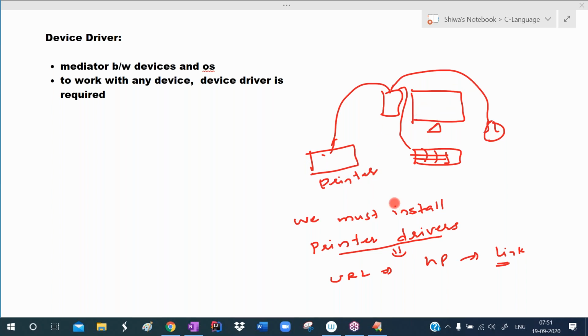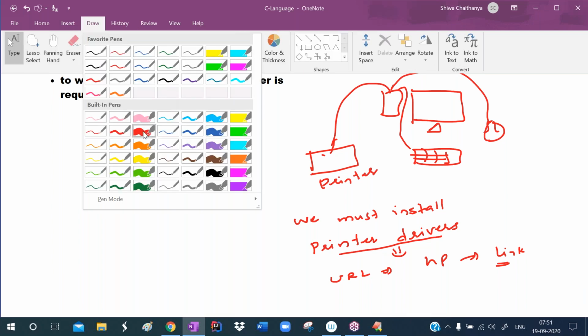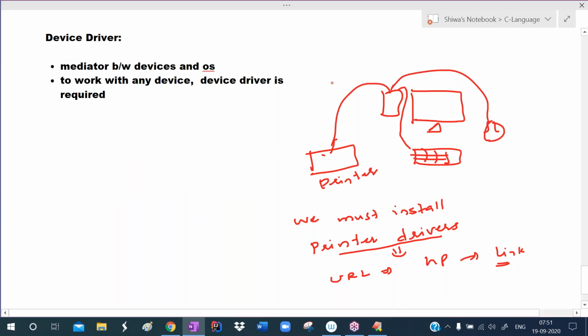Communication problem is occurring. So to fill this communication gap between the printer and the operating system, what are we installing? Device driver software, printer drivers. Simply you can say printer drivers. Printer is the device. Printer drivers we are installing to communicate with the printer.